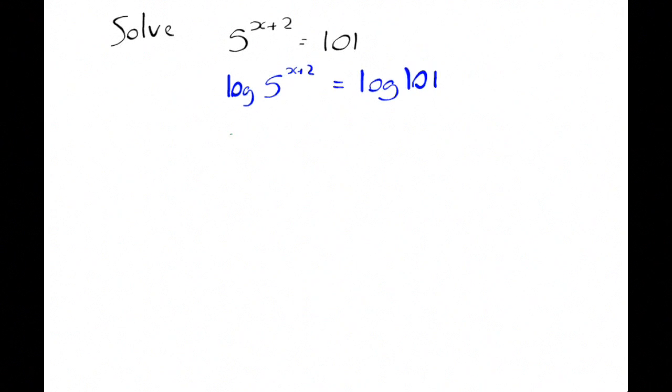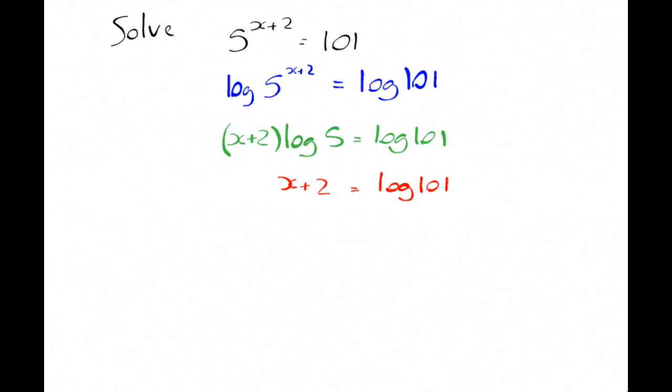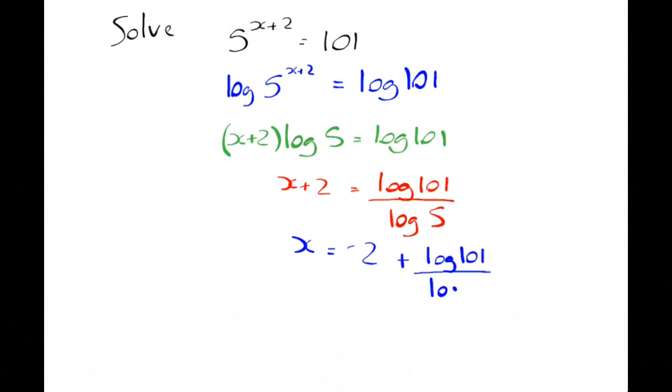Bring the power down to the front. Remember, it's that entire thing. So I get x plus 2 log 5 equals log 101. Divide through by my log 5. x plus 2 equals log 101 divided by log 5. And now to get x on its own, I just minus the 2. So I get minus 2 plus log 101 over log 5.